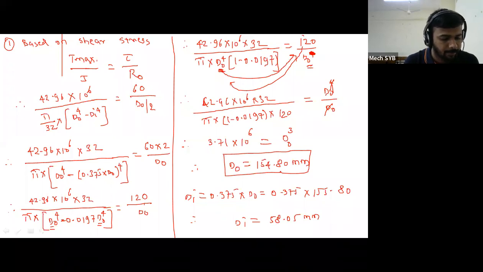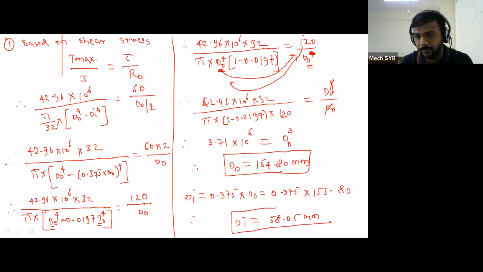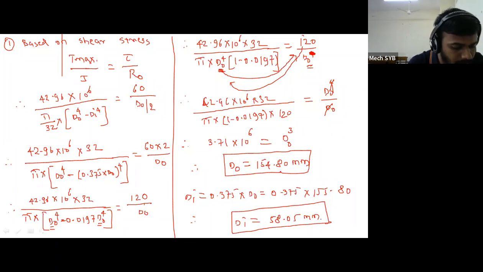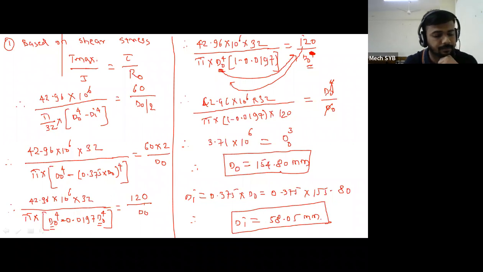DI is equal to 58.05. This value is obtained from the shear stress. This one is 92.97, this is wrong. Please do the DI calculation once again, do this calculation once again. Yes, 58.05. These are the two diameters, external diameter and internal diameter, we have calculated.